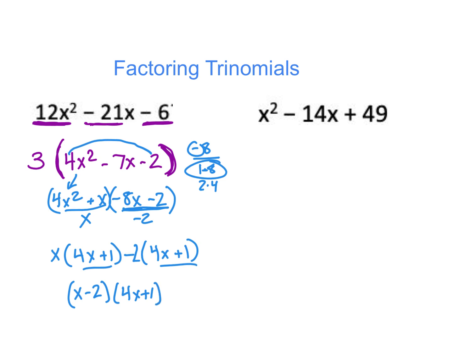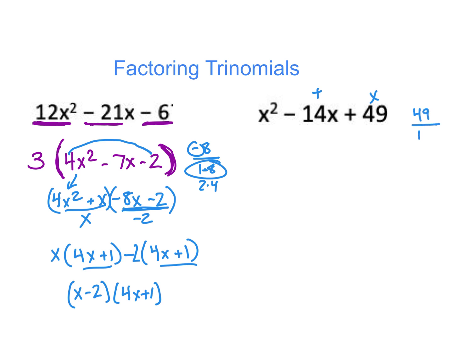All right, and the last one. I'm going to tell you a hint. It's a perfect square trinomial, but let's pretend like we didn't even notice that the first term and the last term were both perfect squares. Let's pretend we don't even know. So we're going to do this the same way we normally do. We're going to say what adds to be negative 14 and multiplies to be 49.